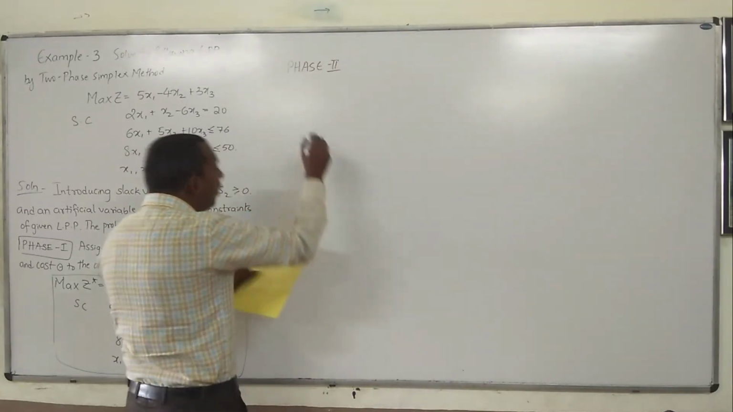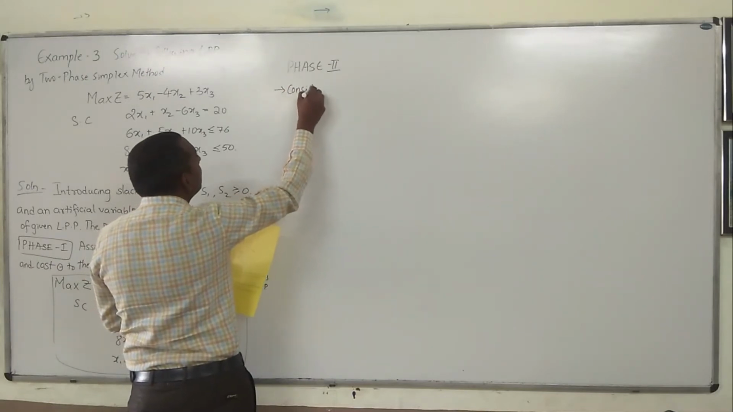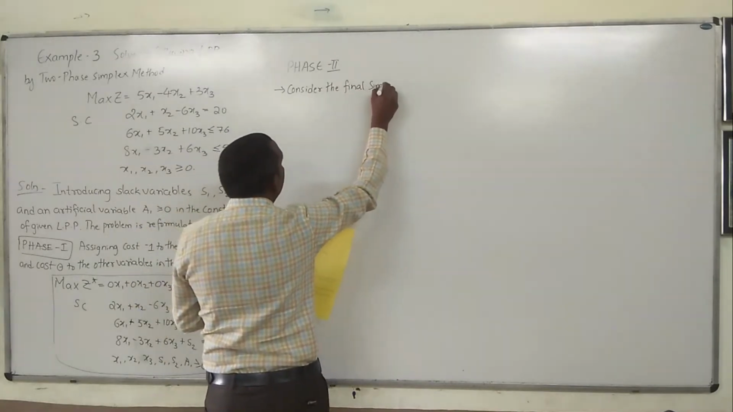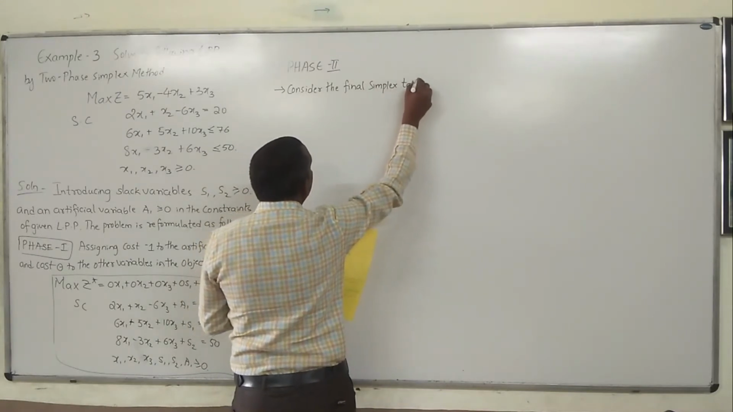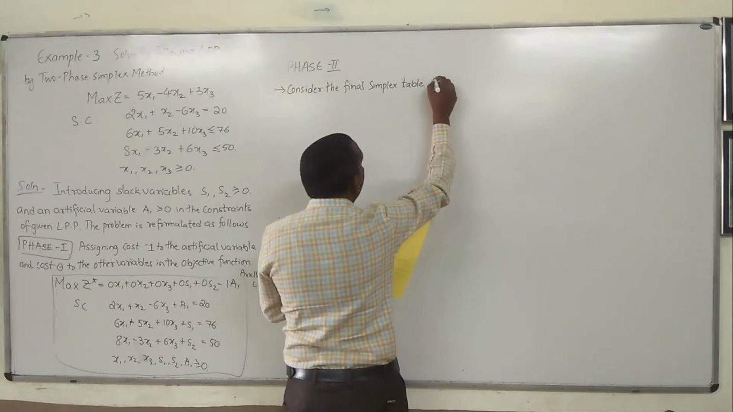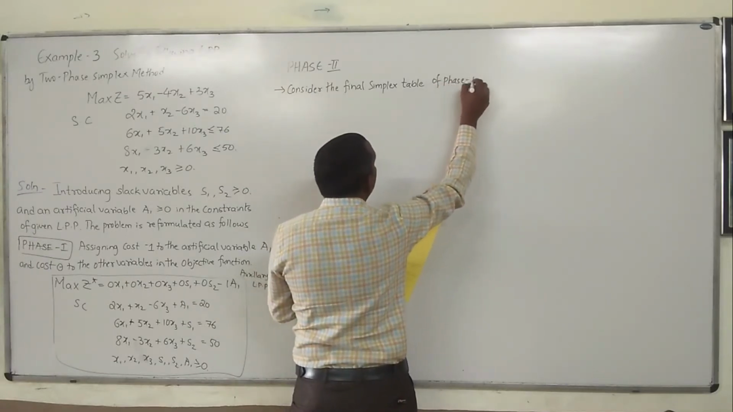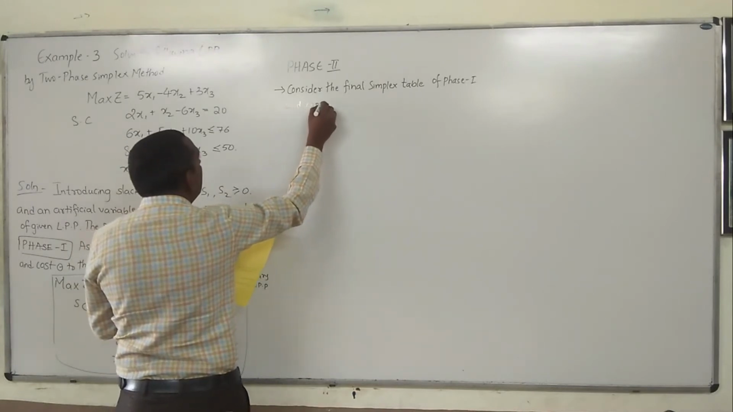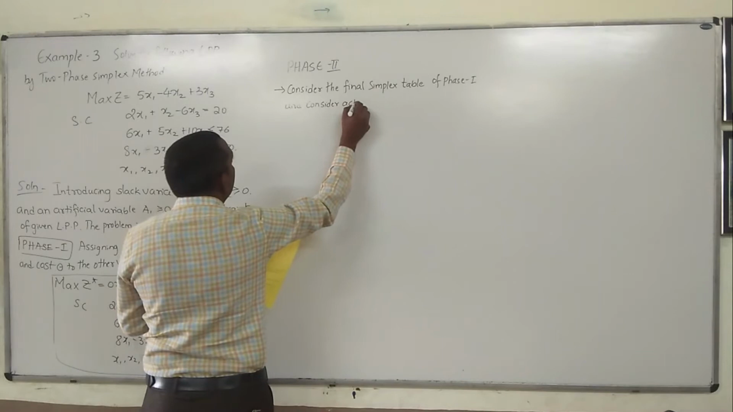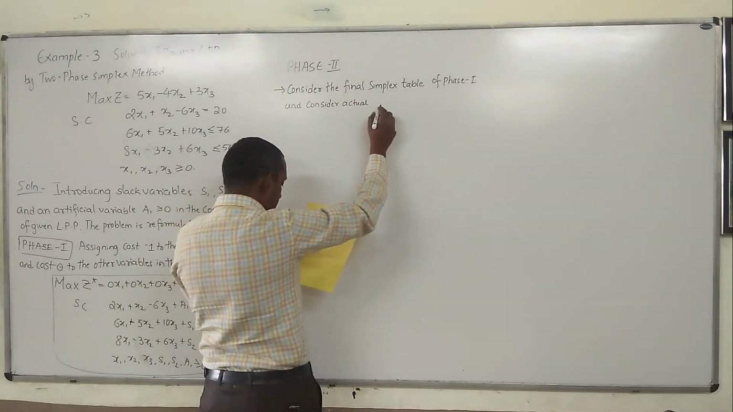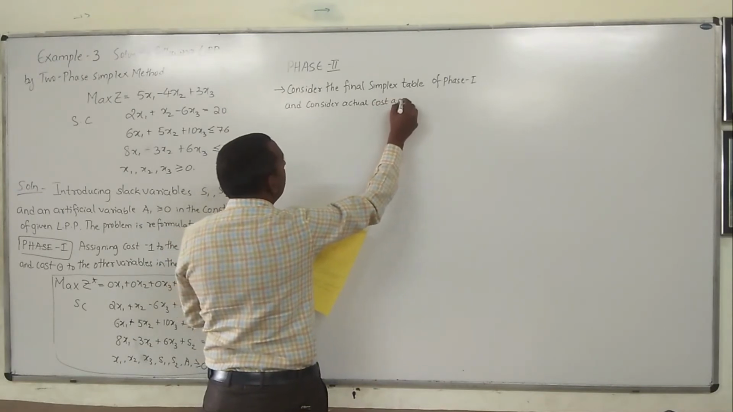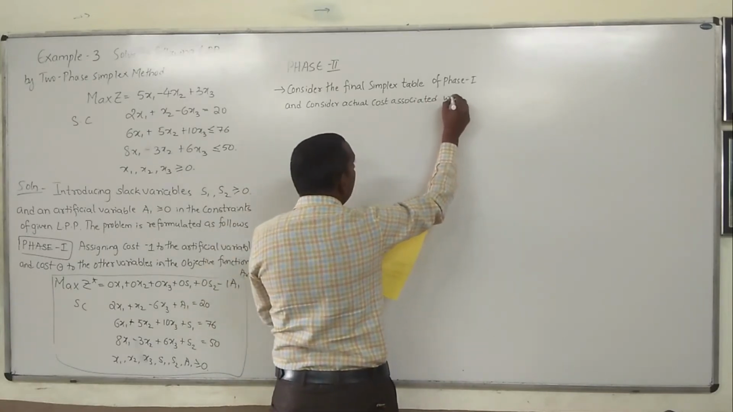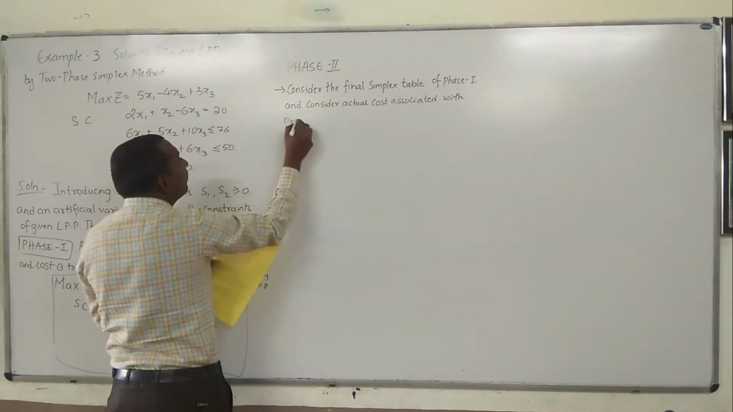In phase 2, consider the final simplex table of phase 1 and consider the actual cost associated with the original variables.